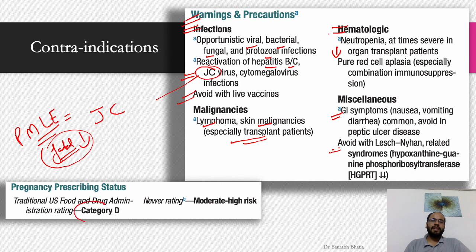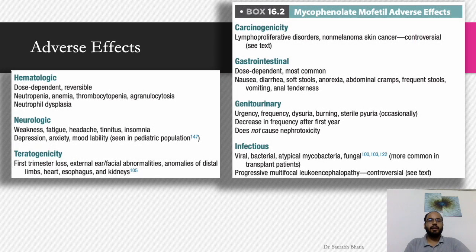Now, the older pregnancy category is category D. The newer one is moderate to high risk. So, if in viva you are asked the pregnancy category of MMF, the answer is moderate to high risk. Adverse effects, you just have to remember the headings. Hematological effects are dose dependent, all cell lines are decreased. Neurological effects include weakness, fatigue, headache, and also a theoretical risk of increasing progressive multifocal leukoencephalopathy, PML. So that should also be mentioned.